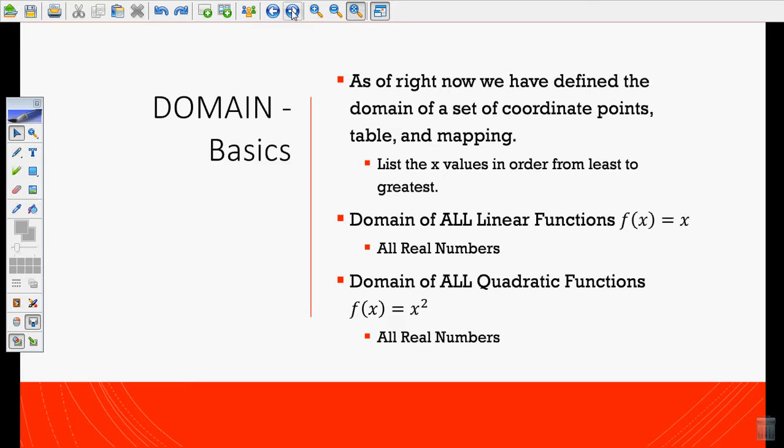Domain basics. So, things that you should already know about domain in our class. We reviewed how to write the domain of a set of coordinate points from a table and a mapping, right? Hopefully you're all very comfortable with that because that was like the first 2 questions on your quiz. Writing the domain given a table, coordinate points, and a mapping. When you do that, you list your x values in order from least to greatest and call it a day, right? That's just very beginning, 8th grade, pre-algebra domain and range, okay?